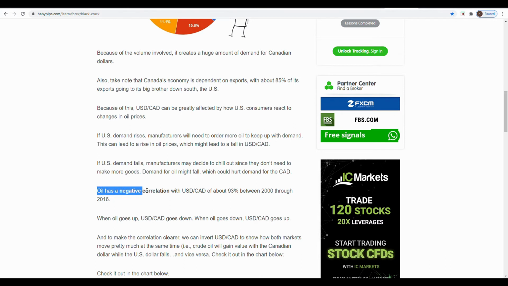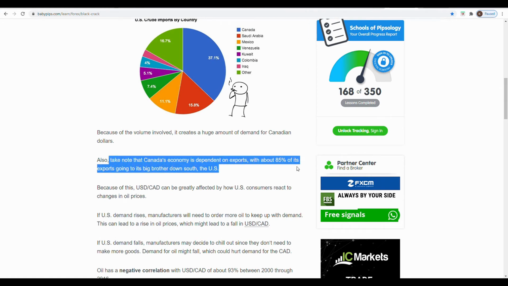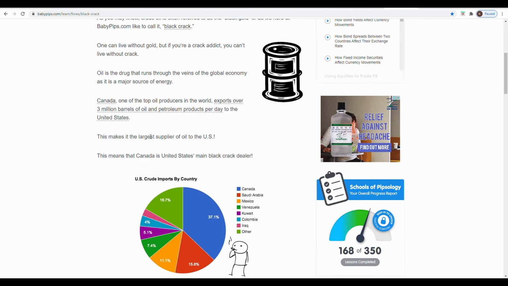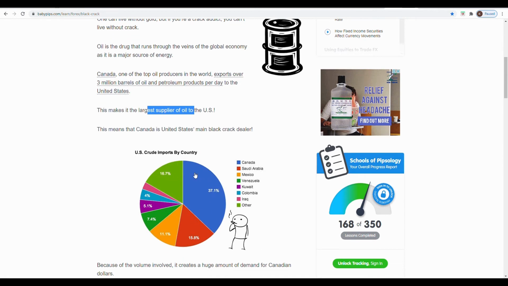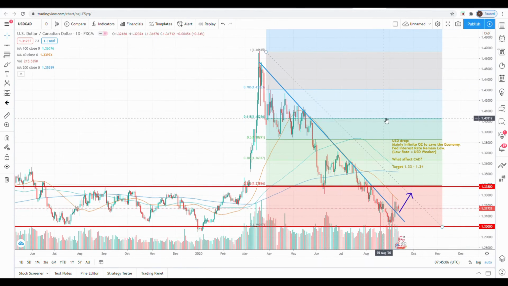So oil has a negative correlation with USD to Canadian, 93% between 2000 and 2016. Of course, people say 2016, so what happened right now? But it's somehow still significant. Why? Because Canada's economy depends on export, with about 85% of exports going to the big brother down south, the US, because Canada is the largest supplier of oil to the US. Can you see that? US crude import by country. So this is why USD Canadian is closely related to oil itself.